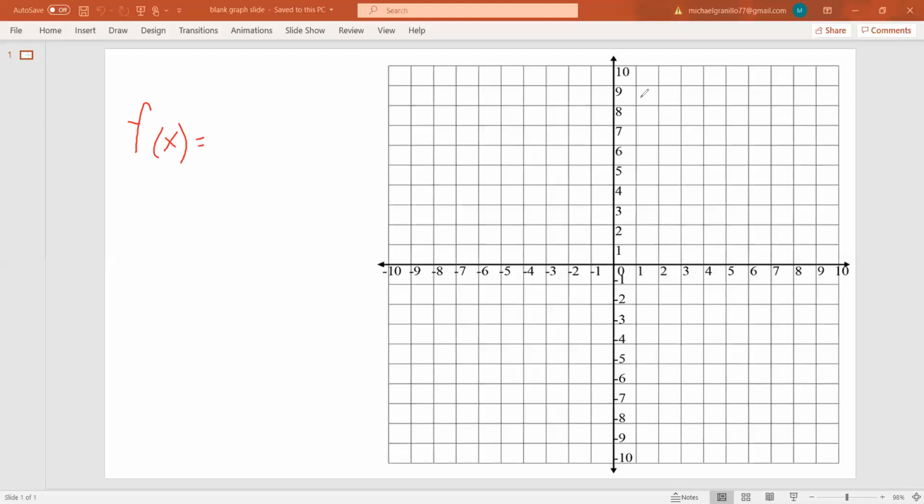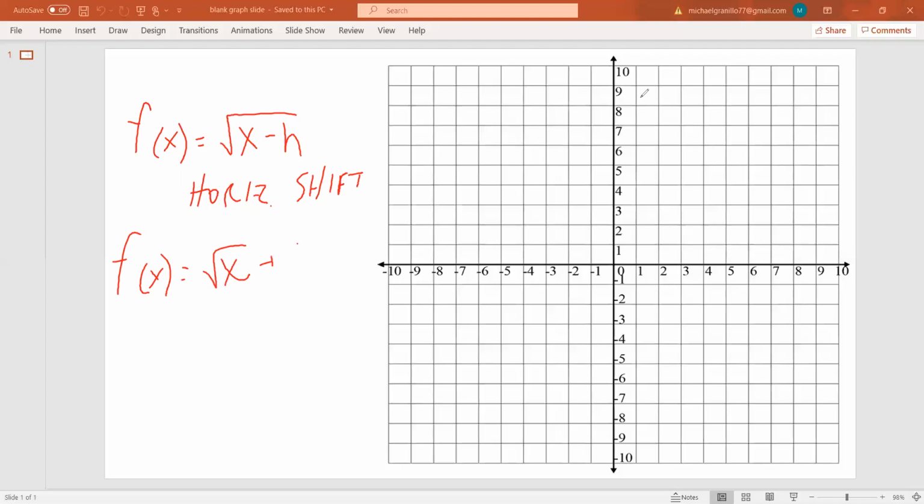Okay, let's do the square root of x minus h, right? So that is a horizontal shift h units, right? It could be right, it could be left, but if it's inside the square root, then it's a horizontal shift, just like we did with our parabolas. Sorry, that's supposed to be a plus. There we go. Now, if there's a number outside of the square root, like this plus k here, then that's a vertical shift, k units, right? Up or down 4, whatever it happens to be. Okay, so that's the first thing.